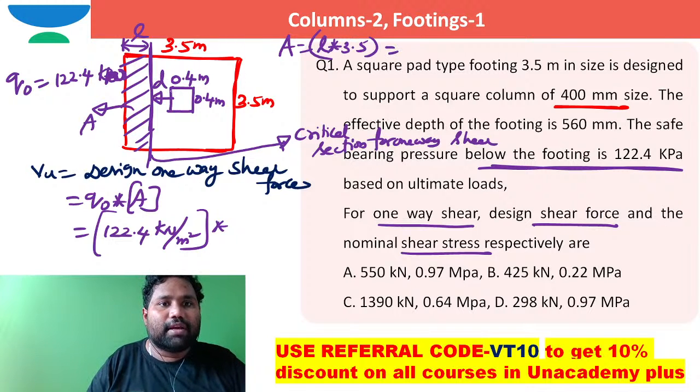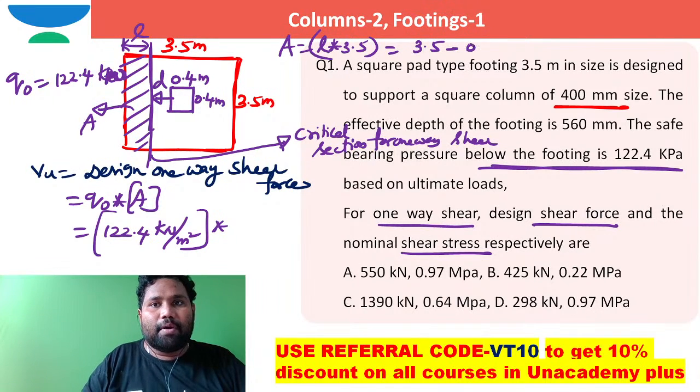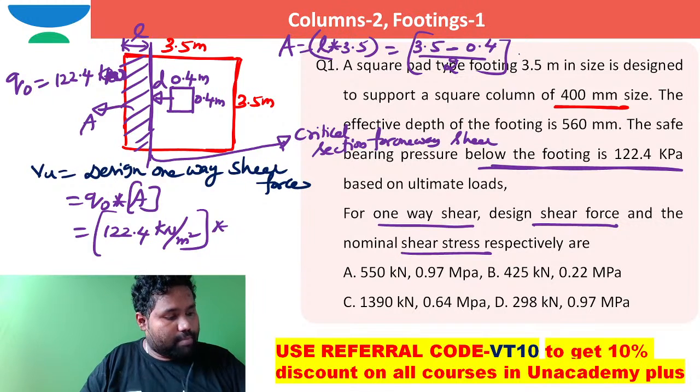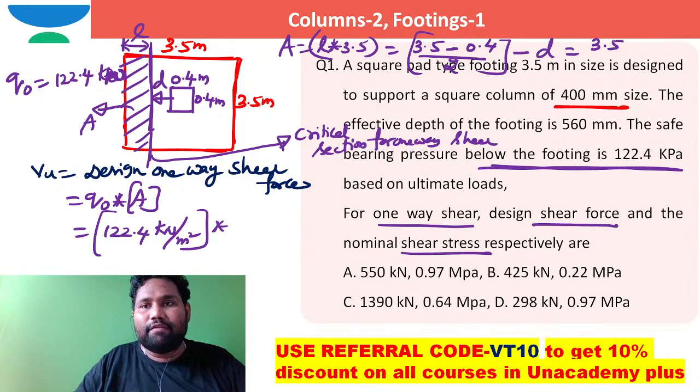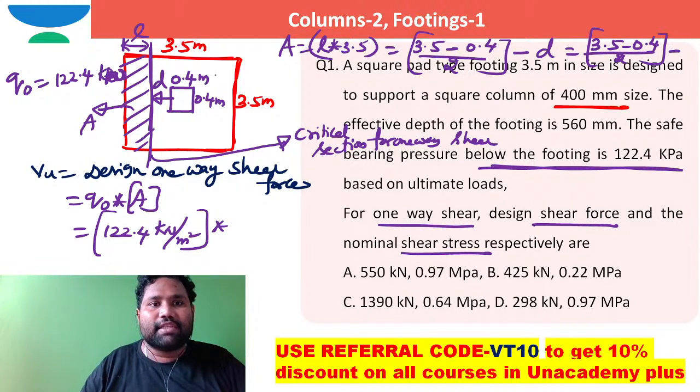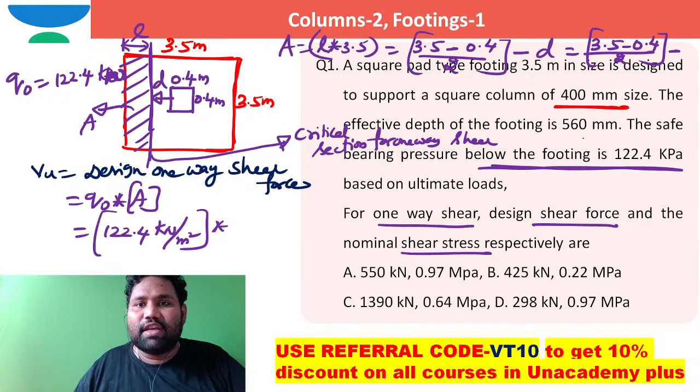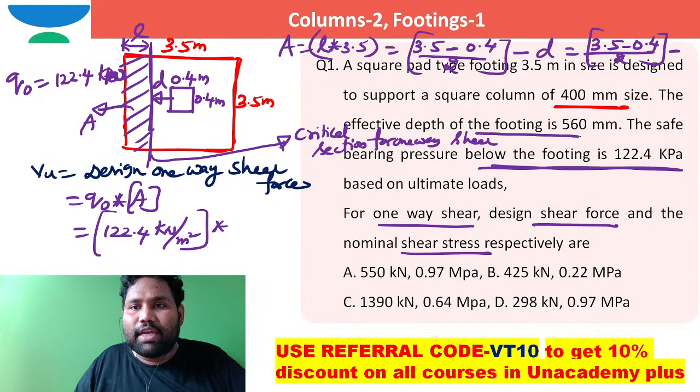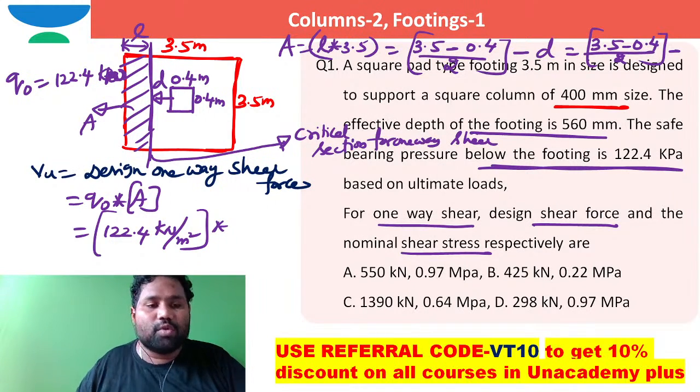What is this L, brother? L stands for 3.5 minus 0.4 by 2 minus effective depth d, right? What is this effective depth d from the face of the column? The effective depth of the footing is 560 millimeters, which we can write as 0.56. Is that okay?